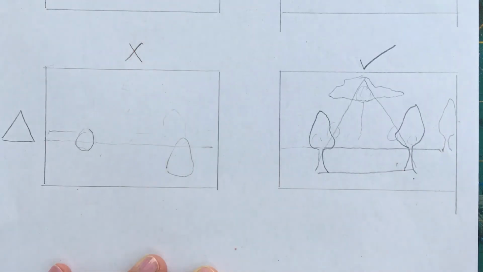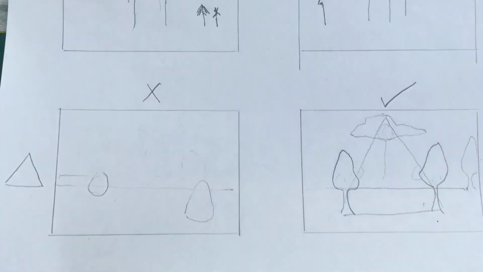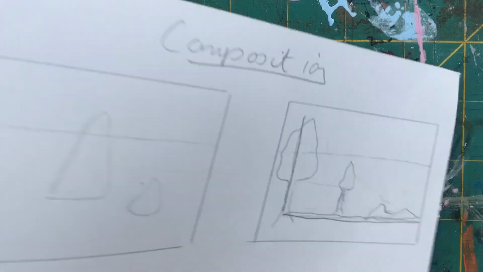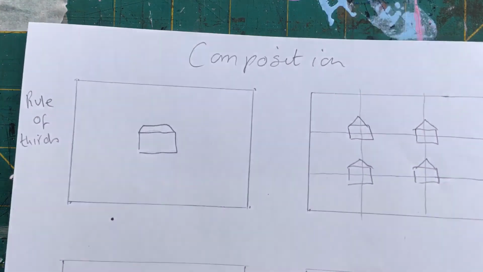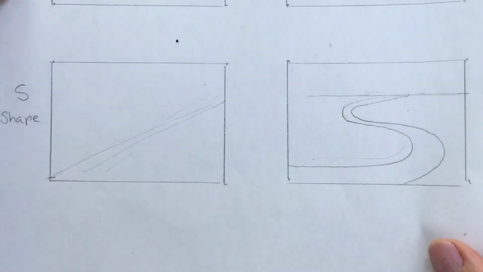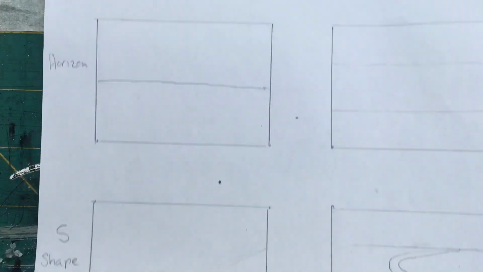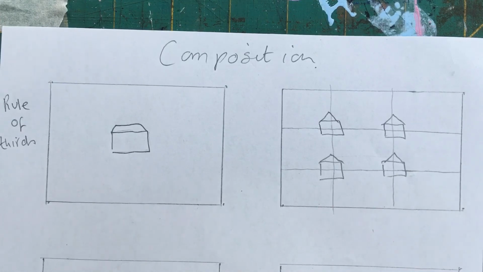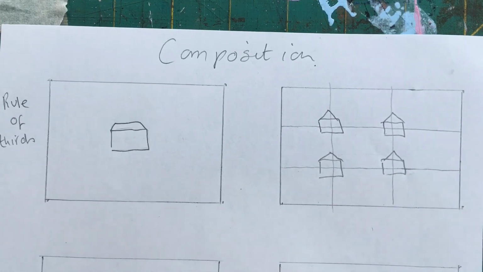Okay, so there's 6 ideas. 1, 2, 3, 4, 5, 6. They're just simple compositional tools to help you when you're making your drawing up.